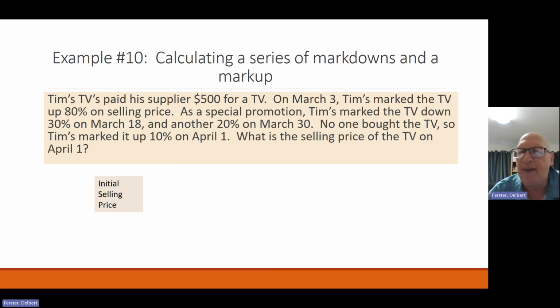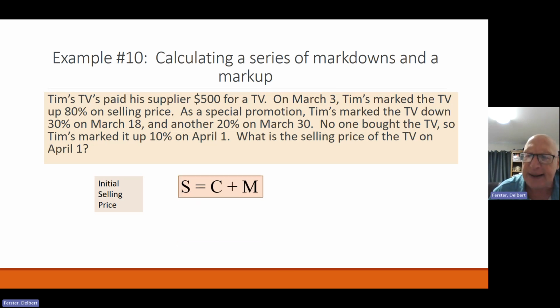Tim's is going to pull a TV in, and he's going to pay his supplier 50 bucks, or I'm sorry, 500 bucks for the TV. On March 3rd, Tim's is going to mark the TV up 80% on selling price. Now the problem, as we've seen previously, is that we do not have knowledge of his selling price. We have knowledge of his cost. So the first thing we'll do is find out what that original markup turns out to be. There's your formula.